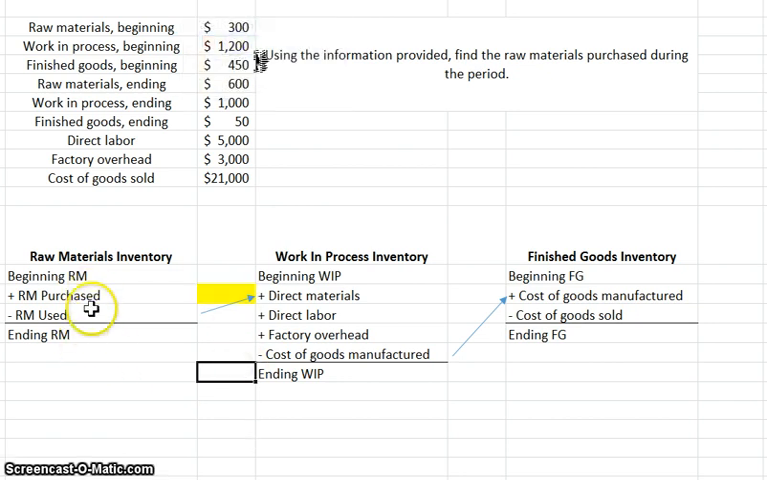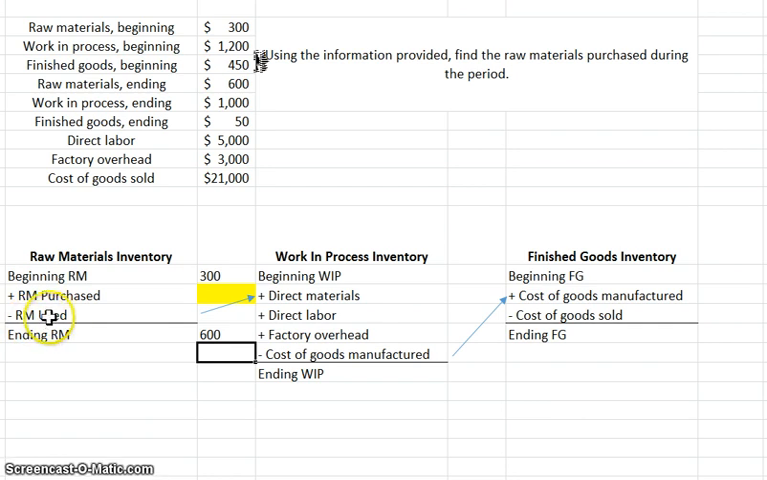If we start with just this information, what we essentially need in order to solve for this unknown is beginning raw materials, raw materials used, and ending raw materials. Now, our problem does provide beginning raw materials. That is 300. I'm not seeing raw materials used, however, and it does provide ending raw materials, which are 600. So in order to find this unknown, we're going to need to know our raw materials used.